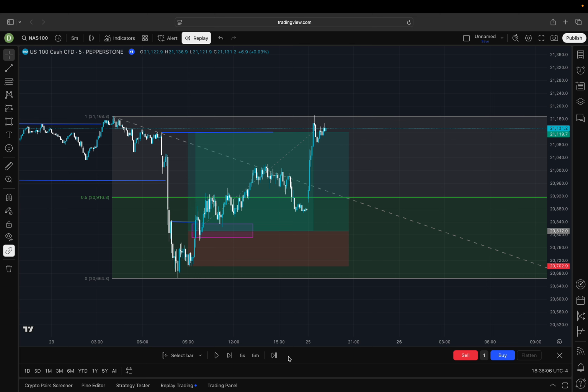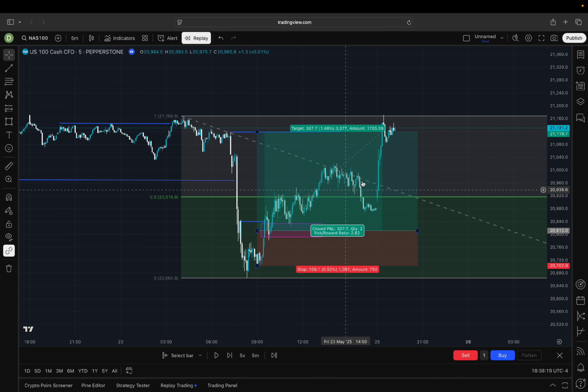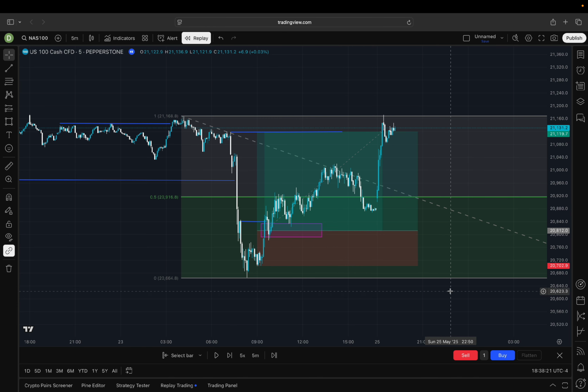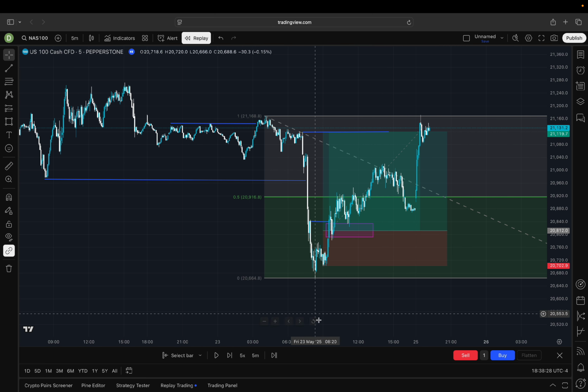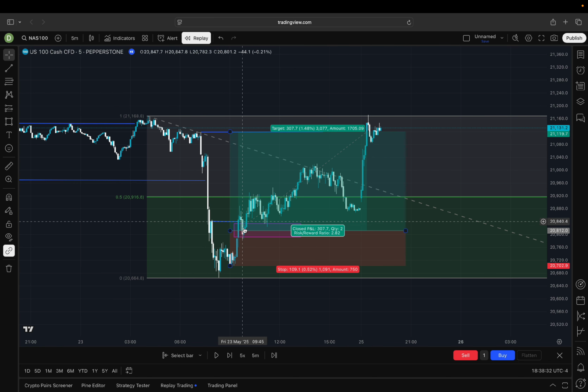Now, the reason I took this trade is, first of all, we were in the discount area below the 0.5. Remember guys, anything below 0.5 is our discount level where we're looking to take buys. And if we're at this level, which is the premium, that's where we look to take sells. So we were at the discount level, we had liquidity being taken out. As you guys can see, sell side liquidity got taken out. We had a shift in market structure. We had a retracement back into a fair value gap. And that's my reasoning for taking this trade.